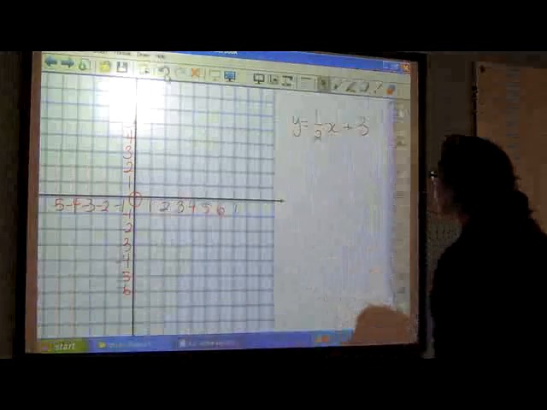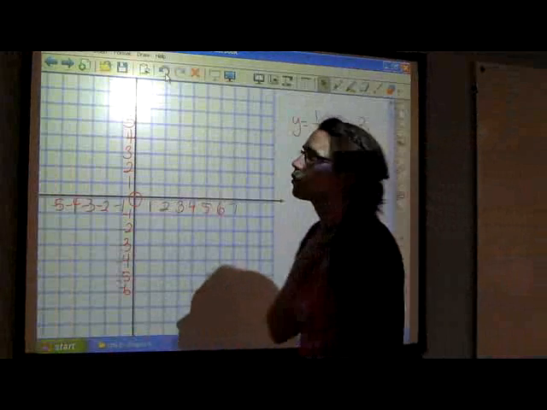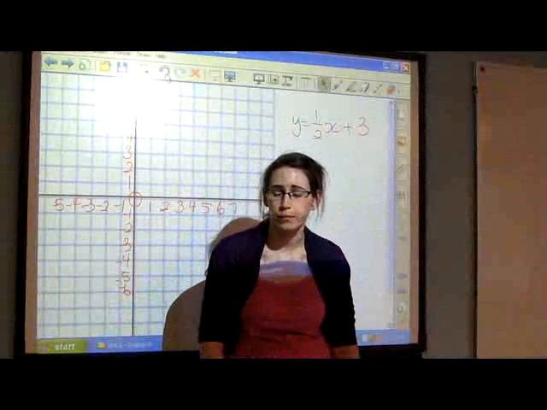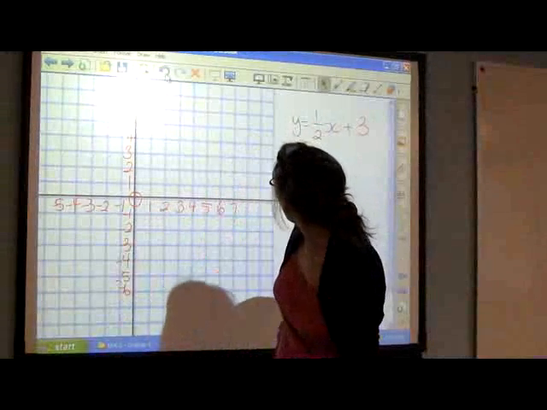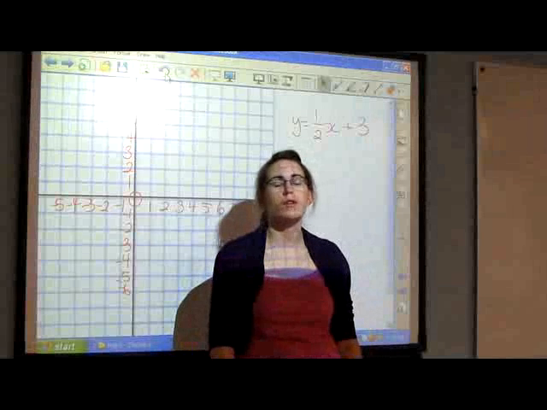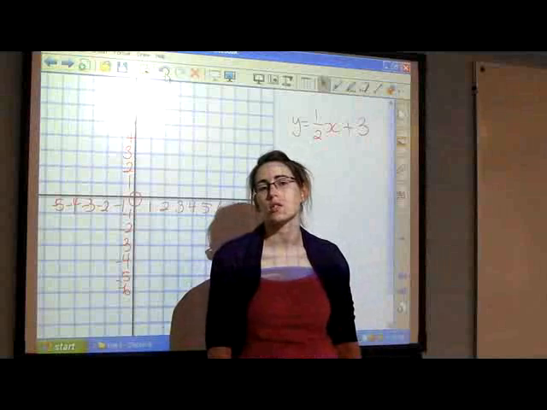So, before we get to there, let's just do a little bit of a quick review and talk about what are these different components that make up an equation of a line. Behind me, I have y equals 1/2 x plus 3. And that's the equation of a line in slope and y-intercept form.